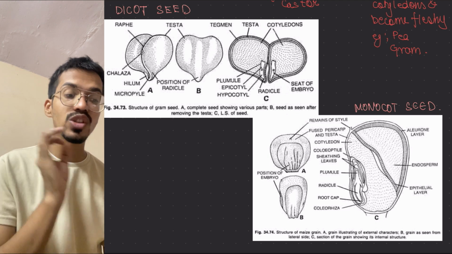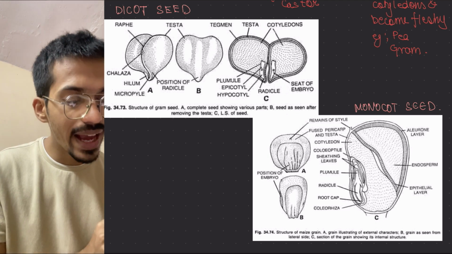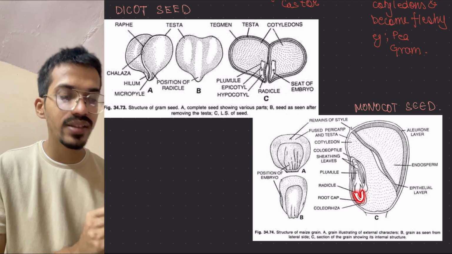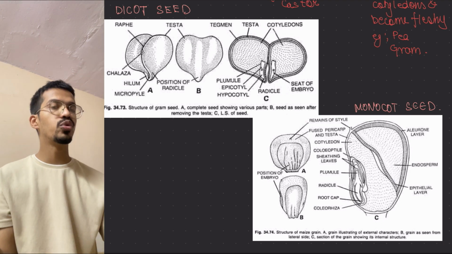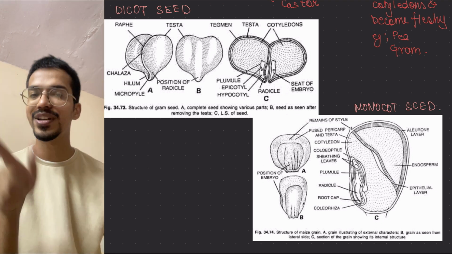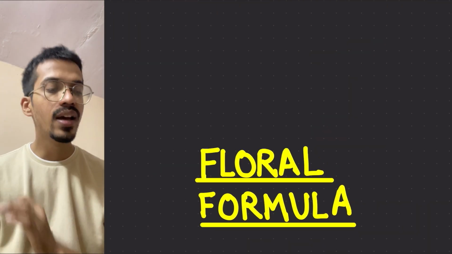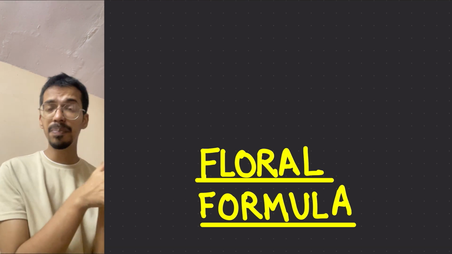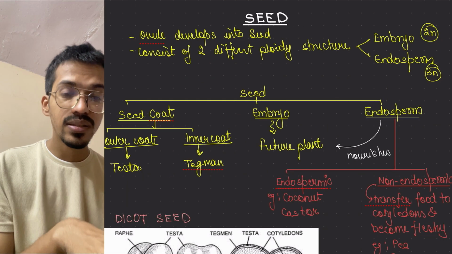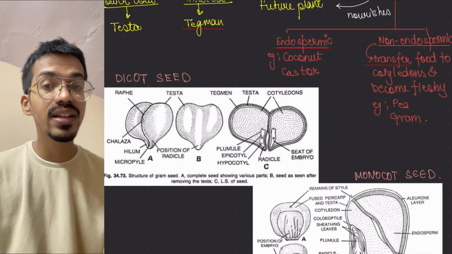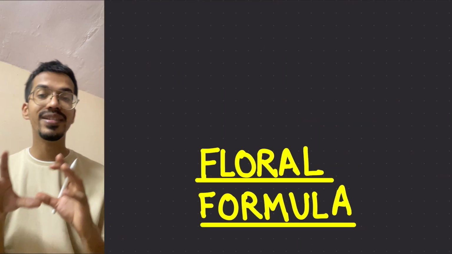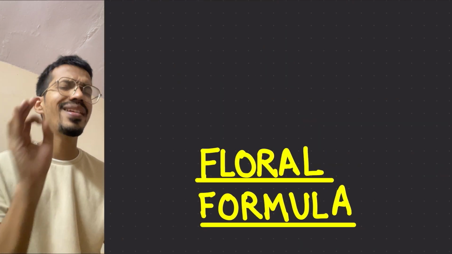Moving on, in the case of this maize seed, there is an extra thing present around the radicle, that is the root cap. What is the role of the root cap? Write down in the comment section, because we have already studied it in the last video. Okay, that is about plant morphology. Next are the floral diagrams, which we are going to do in the next video.